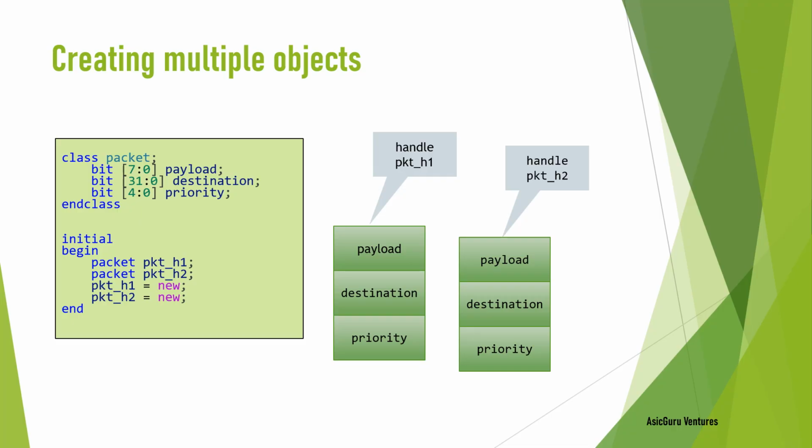We have seen how to create a single object. Now let's look at how we can create multiple objects of a class. We are again using the same packet class example. Inside the initial block, we declare two object handles, packet handle 1 and packet handle 2. Then we use the new operator for both the handles. This creates two separate objects, each with its own memory space for payload, destination and priority. As shown in the diagram, packet handle 1 points to one packet object and packet handle 2 points to another. So this is how we can create multiple independent instances of the same class in System Verilog.